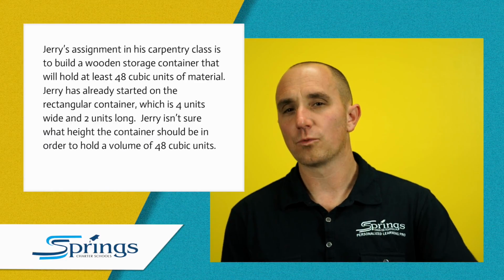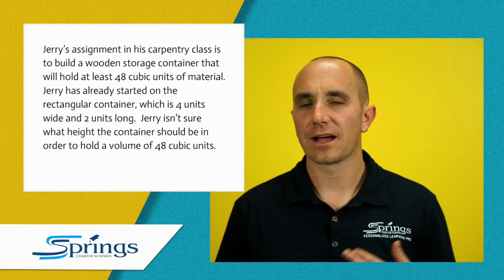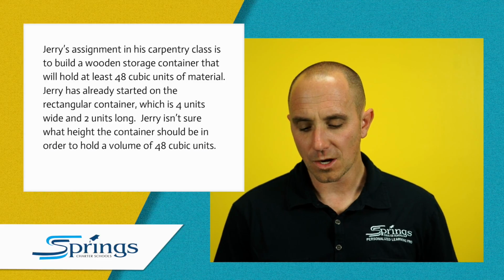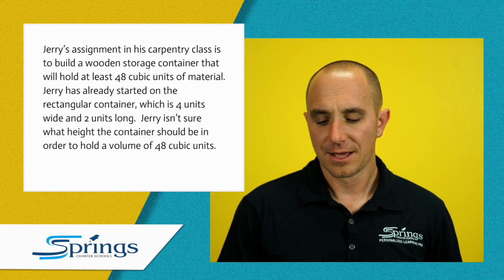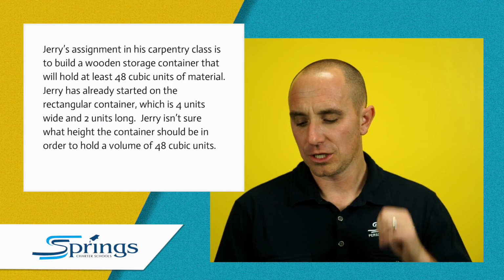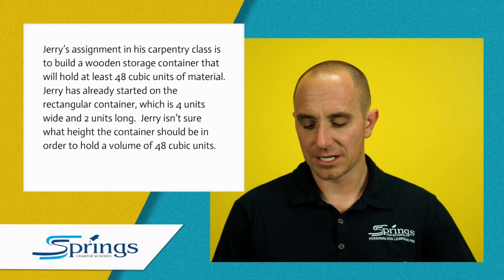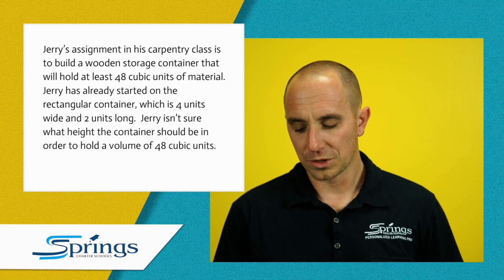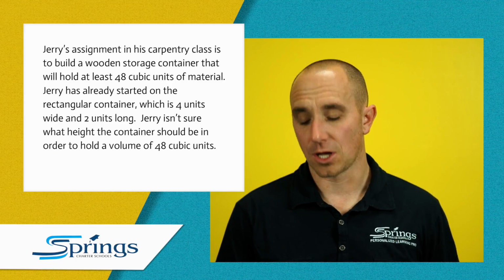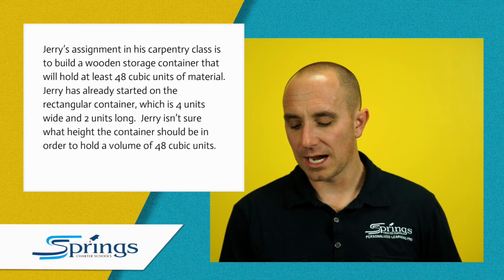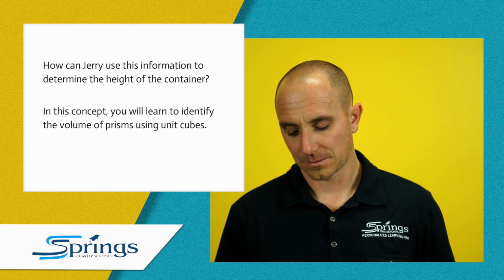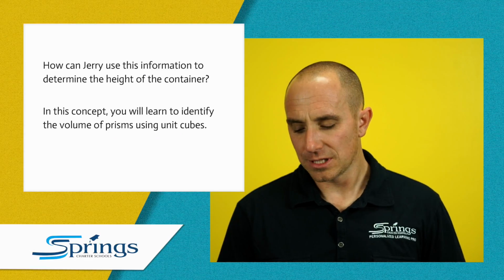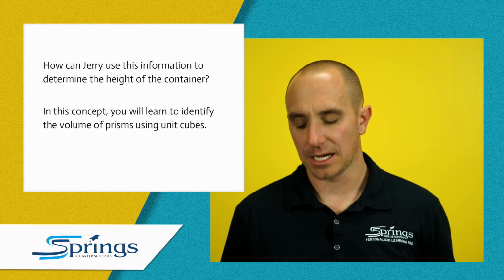Okay, so let's take a look at this scenario in depth, and then we'll go back to it after we've worked on how to find volume and answer it. Jerry's assignment in his carpentry class is to build a wooden storage container that will hold at least 48 cubic units of material. Jerry has already started on the rectangular container, which is 4 units wide and 2 units long. Now, Jerry isn't sure what height the container should be in order to hold the volume of 48 cubic units. So how can Jerry use this information to determine the height of the container?